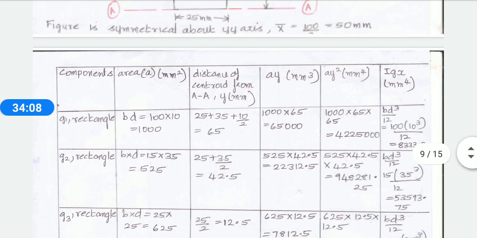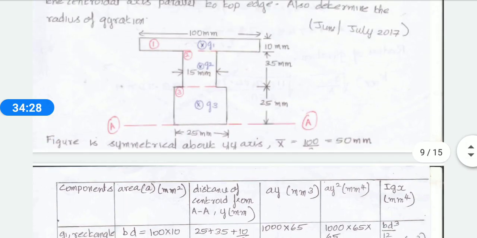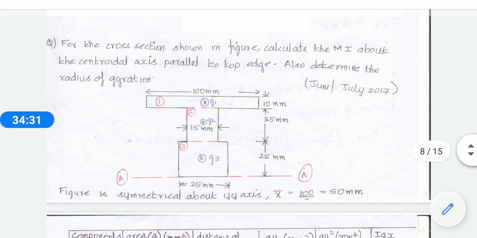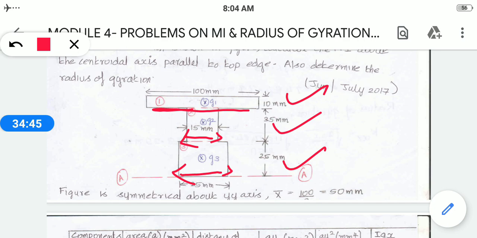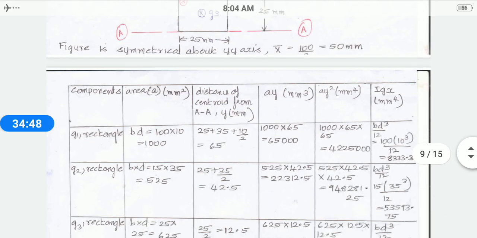After finding your y, you can easily calculate Ay and Ay square. Then you have to find I_Gx, because we know the formula, right? According to the formula, we have to calculate the known things. The I_Gx value for a rectangular element is equal to bd cube divided by 12. Correspondingly, you need to substitute B and D. See here, that is very important. For the first element, B is equal to 25 and D is equal to 25. For the second element, B is equal to 15 and D is equal to 35. For the third element, B is equal to 100 and D is equal to 10. Substitute accordingly and find your I_Gx.